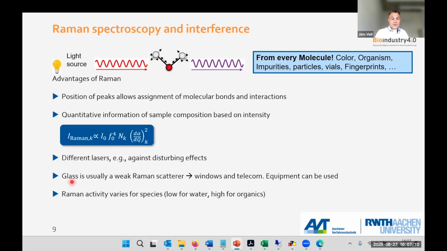We can choose glassware because glass is usually a weak Raman scatterer, which is also why we can use windows and usual telecommunications equipment, which is much cheaper than IR spectroscopy. And the Raman activity is in particular low for water, which gives us an advantage for biotechnology.